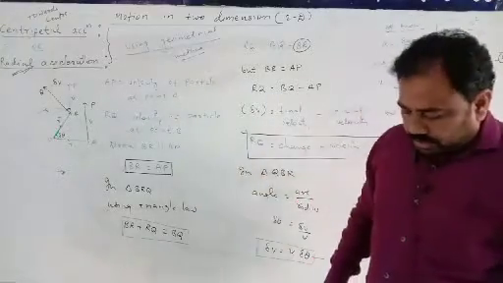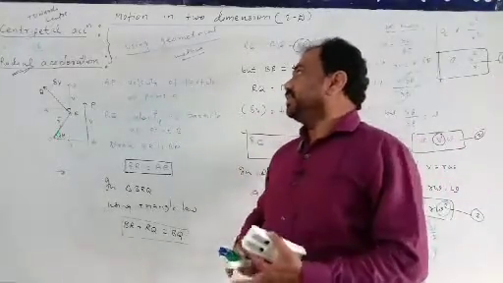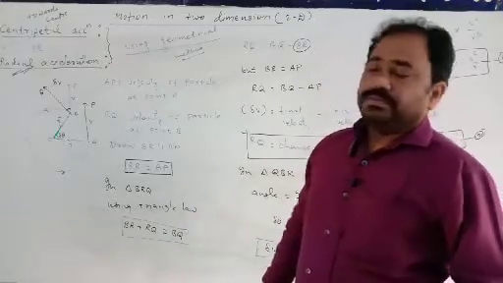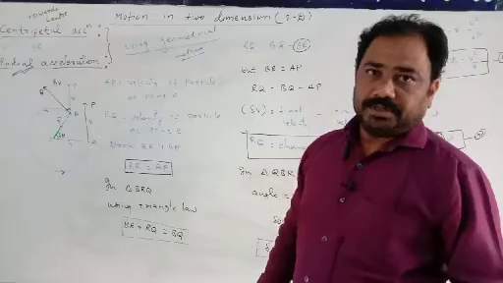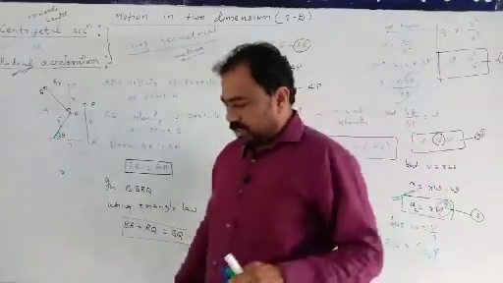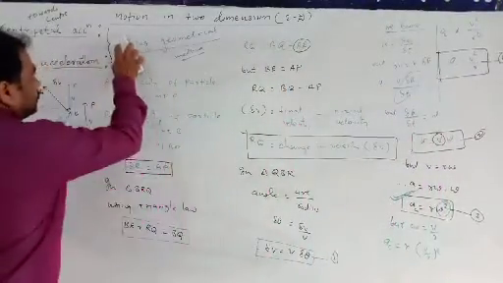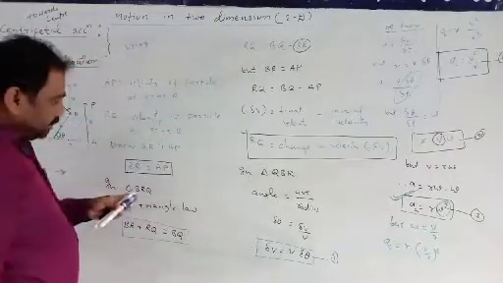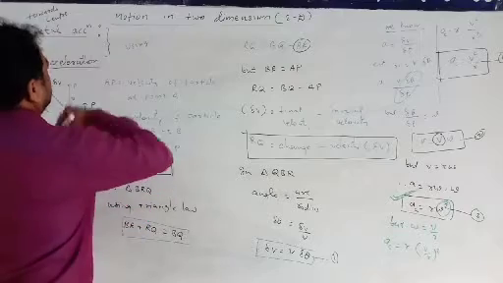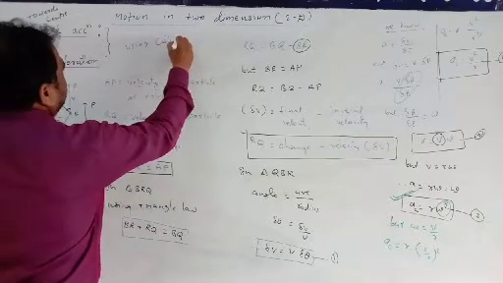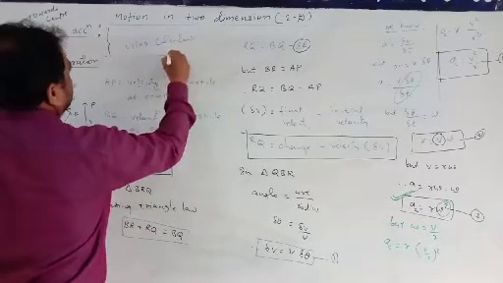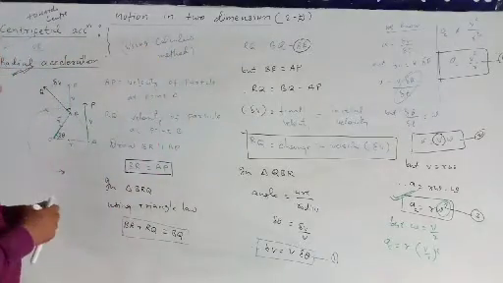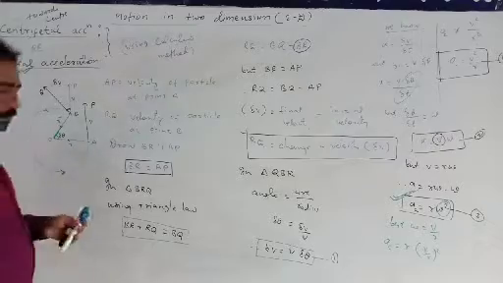So this magnitude, or we can say the formula for centripetal acceleration, we have to prove by using the calculus method. So today we are going towards the calculus method. Instead of the geometrical method, we have to discuss the calculus method.